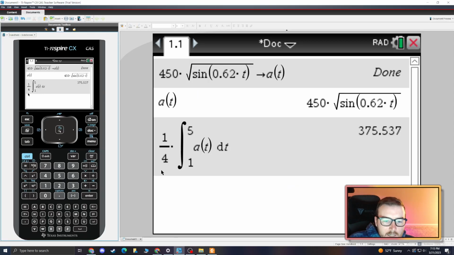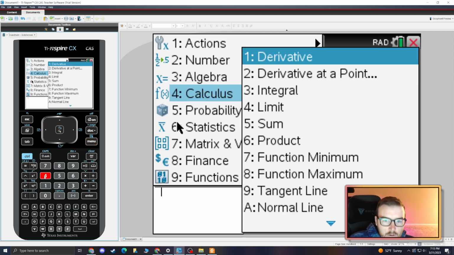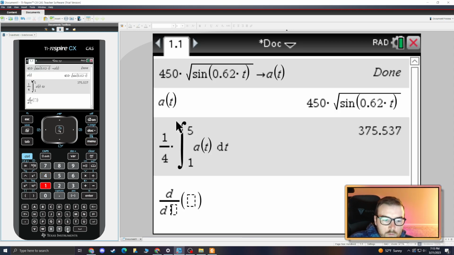So if we pull up our calculator, we have a of t. Let's differentiate a of t. So we're going to do menu, calculus, and take the derivative with respect to t of a of t. And again, I don't have to type it all the way out. The calculator still knows what a of t is. And I might use this derivative more than once. So I'm going to save this.